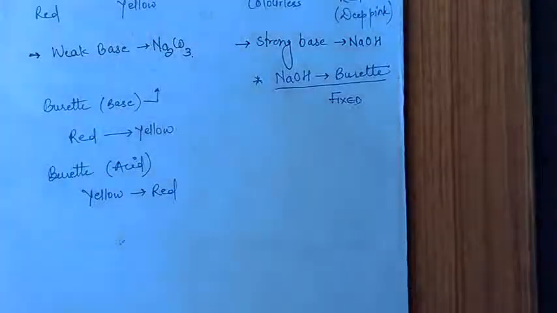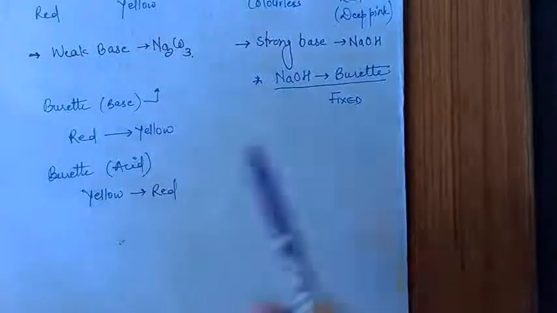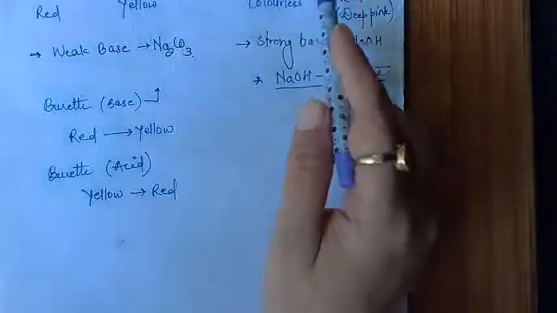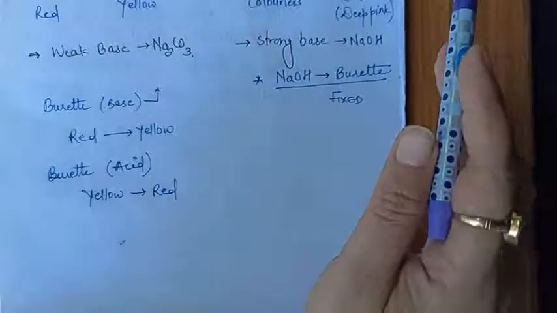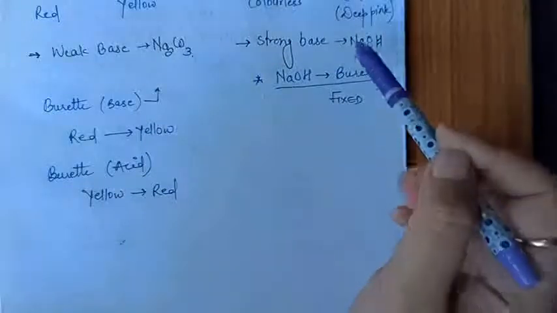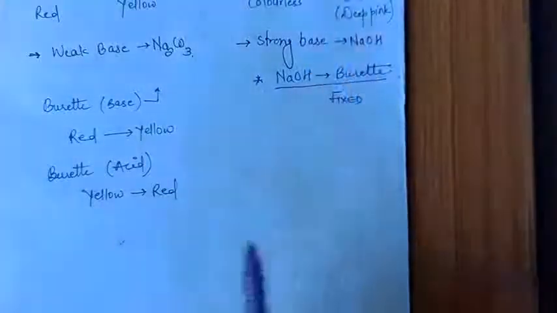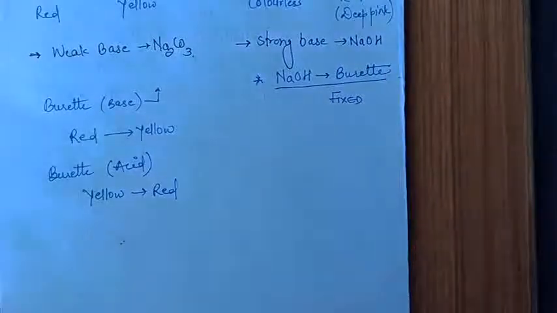If you are using NaOH as a base in your titration, what indicator you will use? Answer is phenolphthalein. We cannot use methyl orange. Reason I told you, as it is strong base, so phenolphthalein works at the higher pH. Okay, it shows color change at higher pH. That is why for strong base phenolphthalein is taken. So I have explained, I guess.